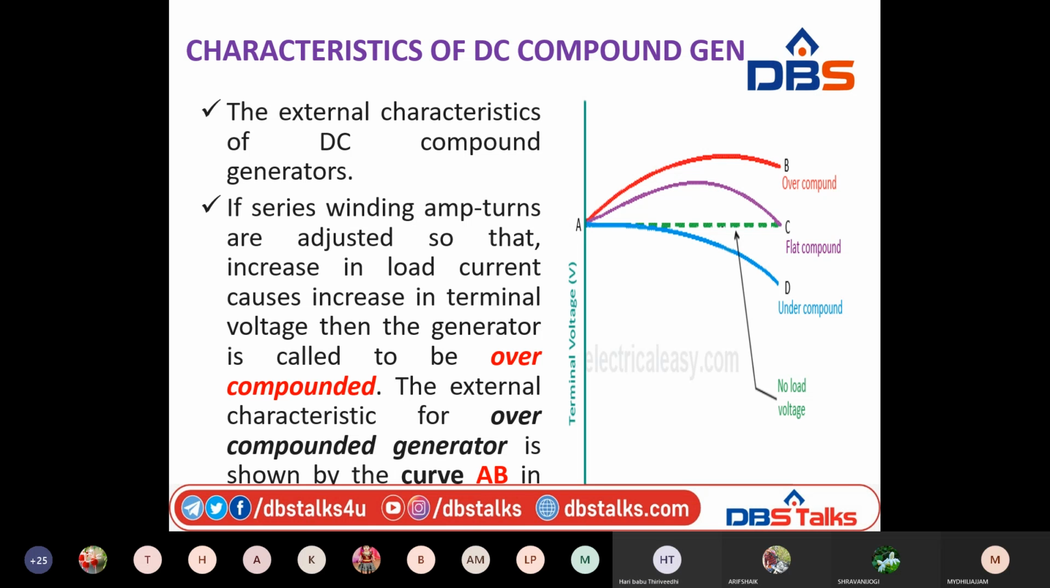So here we have cumulative compound and differential compound. Again, cumulative compound is classified into over compound, flat compound, and under compound. Flat compound is nothing but there are no drops. So you can neglect armature drop and ohmic drop. Then only we are getting the flat compounded generator, 230 volts only.